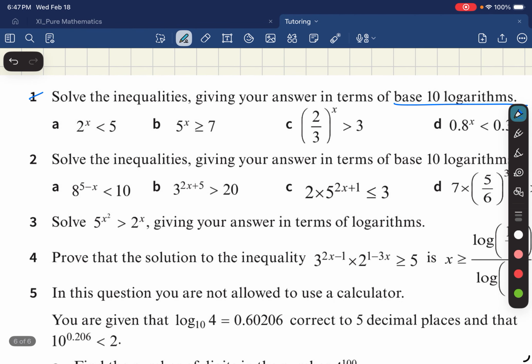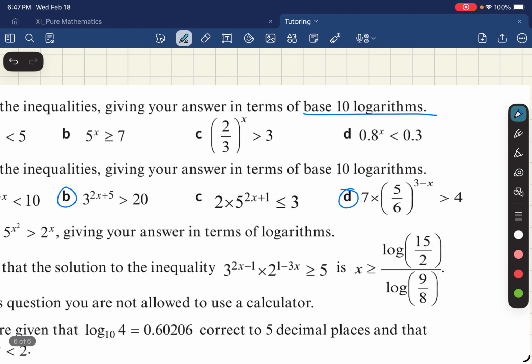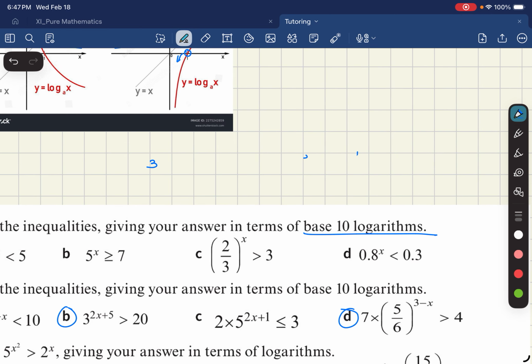So let's do B and D. It says 3 to the power 2x plus 5 bigger than 20. Because we want to write it in terms of base 10 logarithms, let's just take log base 10 on both sides. And because it's an increasing function, you don't really have to worry about the direction of your inequality. You are allowed to take log on both sides. If this is bigger, then the log of this thing is going to be bigger. Log 3 just means I have a base 10. That is now, from this point onwards, implied.